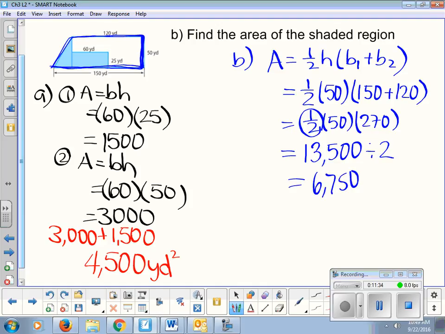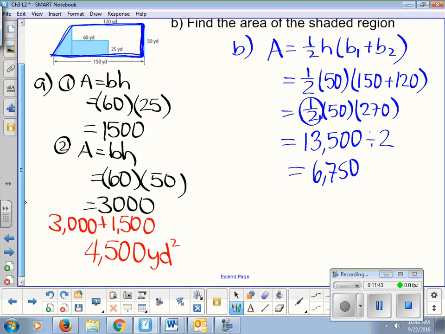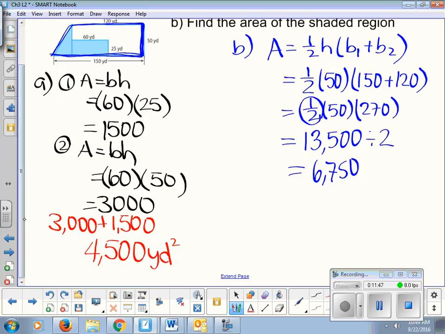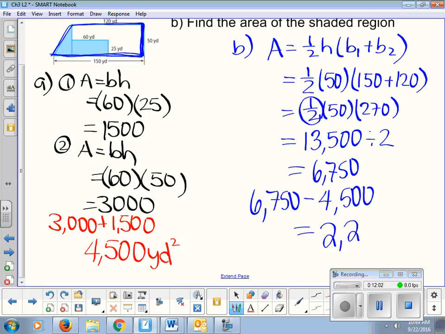6,750. So if the entire figure has an area of 6,750 and we want just the shaded region, what do we have to do? Subtract the unshaded region, which we already found the area of. Yeah, which is 4,500. When you subtract these two, we got 2,250, and our units are yards squared.